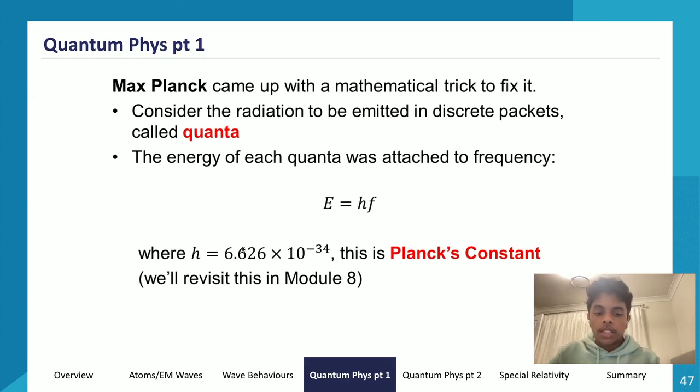h is equal to 6.626 times 10 to the power of negative 34. This is known as Planck's constant. It's on your data sheet. And so this is the equation that he came up with.